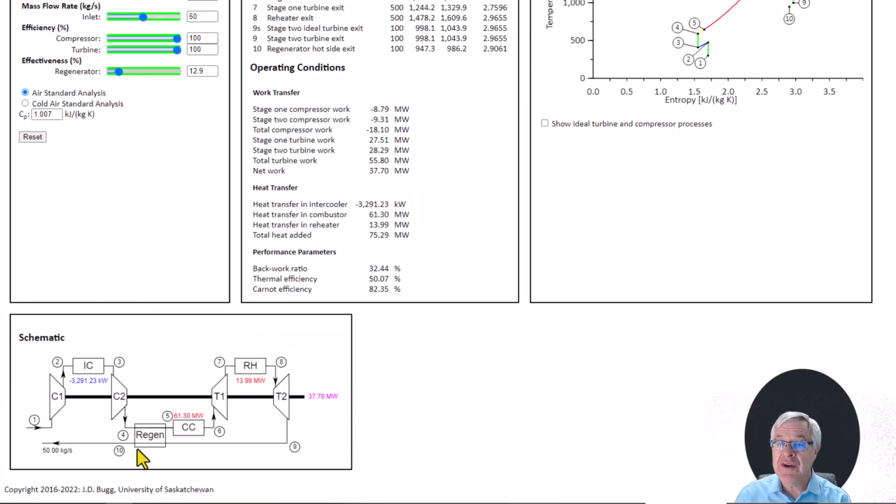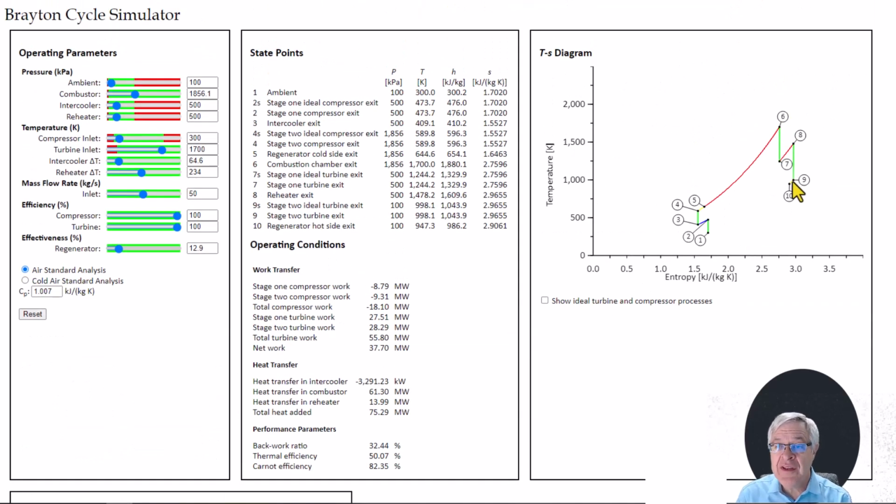This is the regenerator. The air coming out of the high pressure compressor goes through the regenerator and gets preheated before it goes into the combustion chamber. And it's being preheated by the exhaust gases before they exit to the atmosphere. On the TS diagram, the yellow lines are now showing what's happening in the regenerator. The temperature of the exhaust gases is being cooled down from 9 to 10, and at the same time, the compressed gases are being preheated from 4 to 5 before they enter the combustion chamber.